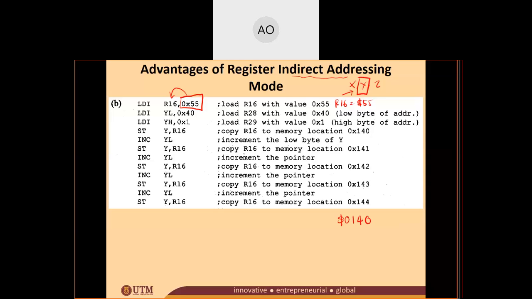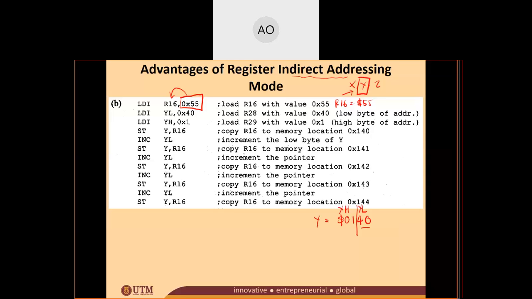Okay, since this address here is 16-bit, you can divide it into 2 bytes. One is a low byte and the other one is a high byte. So this 40 here, you put to your YL, while 01 you put to YH. So how to point this 140 to Y? By loading this value to your YH and YL. So that's why we use LDI YL 0X40.